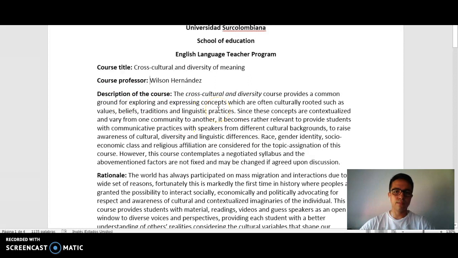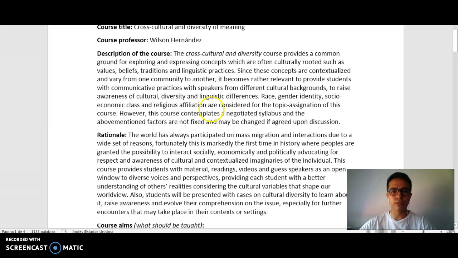The description, if I am allowed to read it very quickly: the cross-cultural and diversity course provides a common ground for exploring and expressing concepts which are often culturally rooted, such as values, beliefs, traditions, and linguistic practices. Something that we're going to consider as well for this syllabus is race, gender identity, socioeconomic class, and religious affiliations. I decided to discuss mainly these because they are the ones that touch our Colombian teaching practices the most, in my opinion.